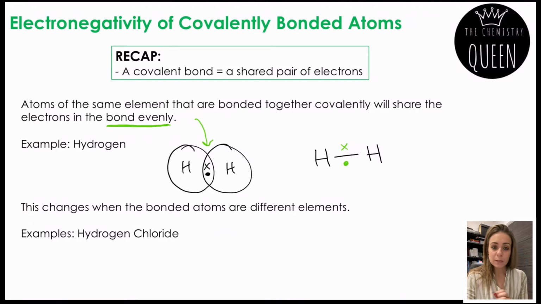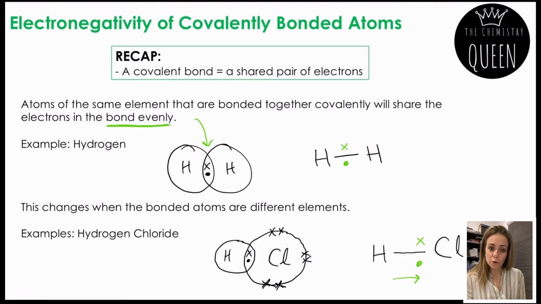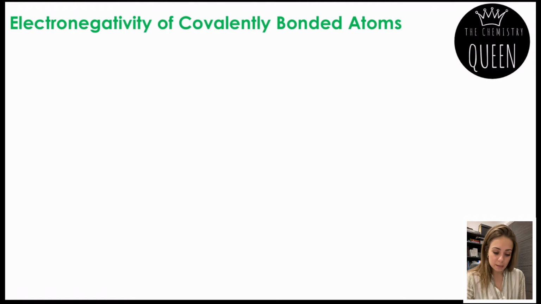However, this will change when the atoms bonded together are different elements. The example we'll look at then is hydrogen chloride. So here's the dot and cross diagram of hydrogen chloride. Here is the displayed formula. Now what actually happens in this case is that the shared pair of electrons in this covalent bond actually lie more towards the chlorine atom. And the principle of electronegativity explains why that's the case.